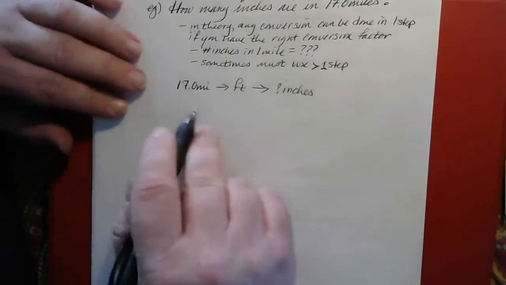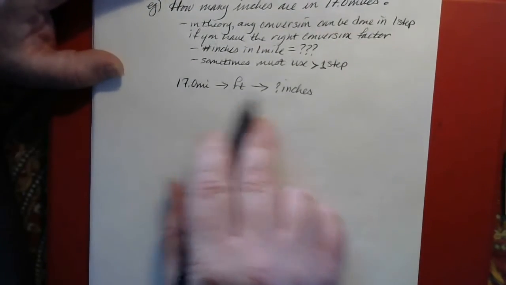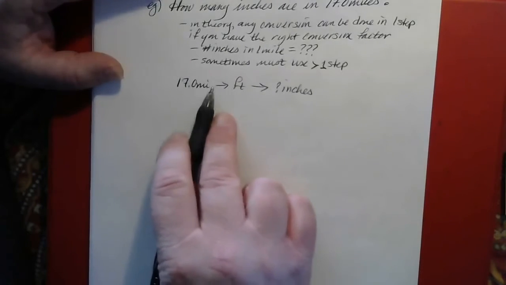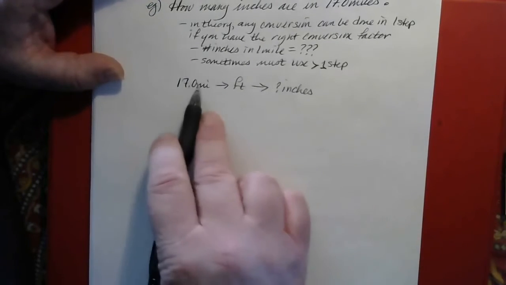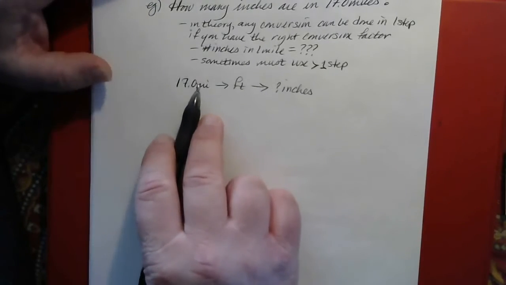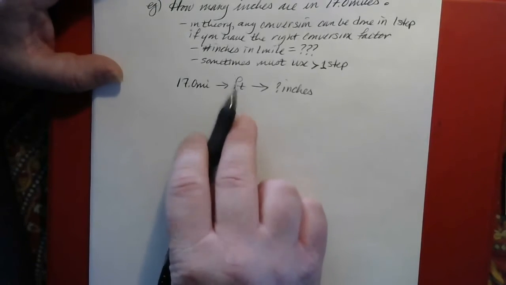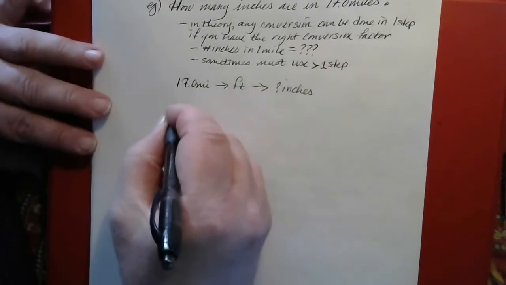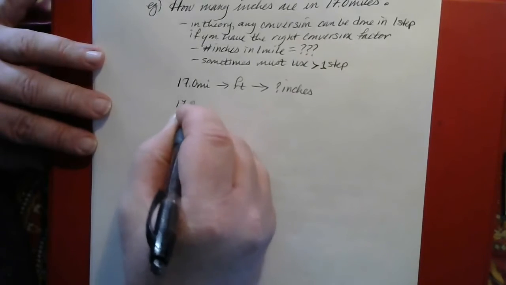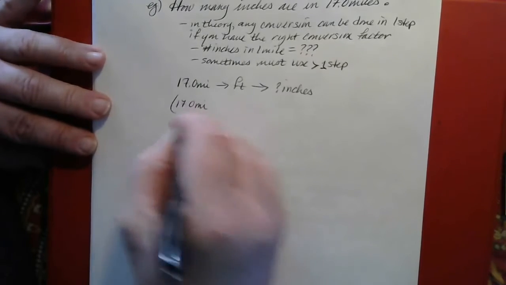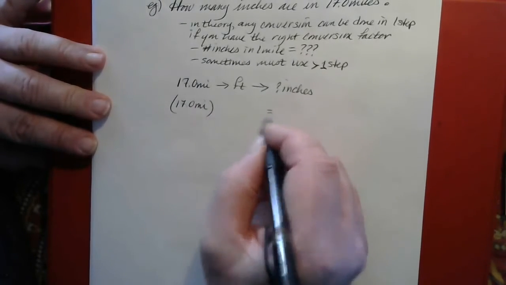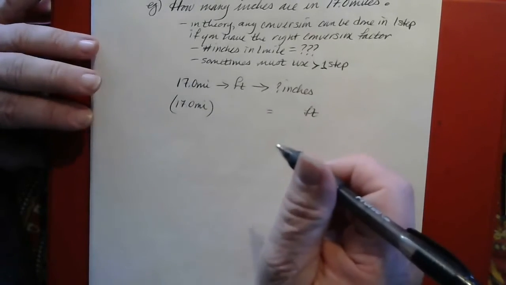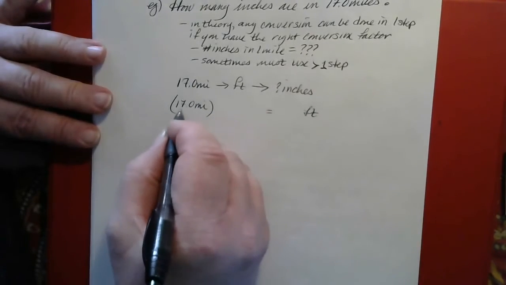This is a good way to lay things out sometimes, just so that you don't forget where you are or what you're doing. Just lay out the units. I'm going from miles to feet, and then from feet to inches. And you can do it in more than one step. So if I've got 17 miles, my first stop is going to be feet. My first answer is going to be how many feet are there in 17 miles?